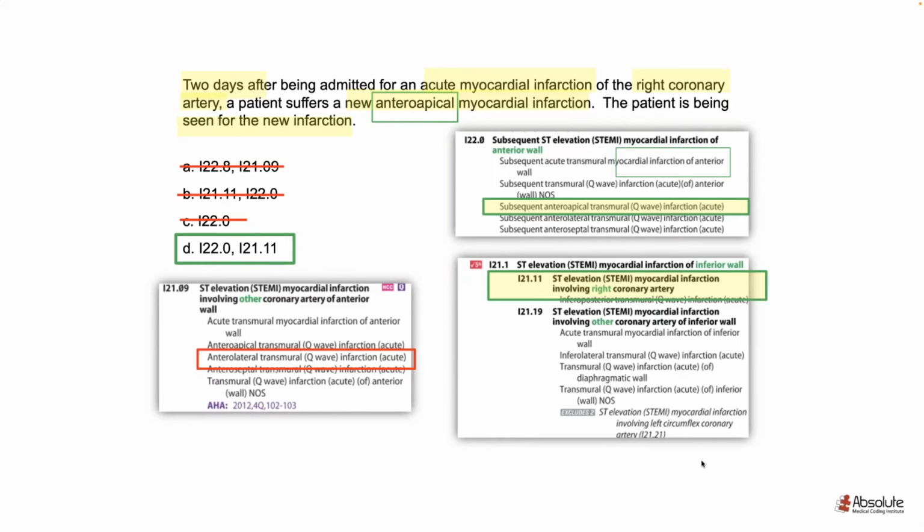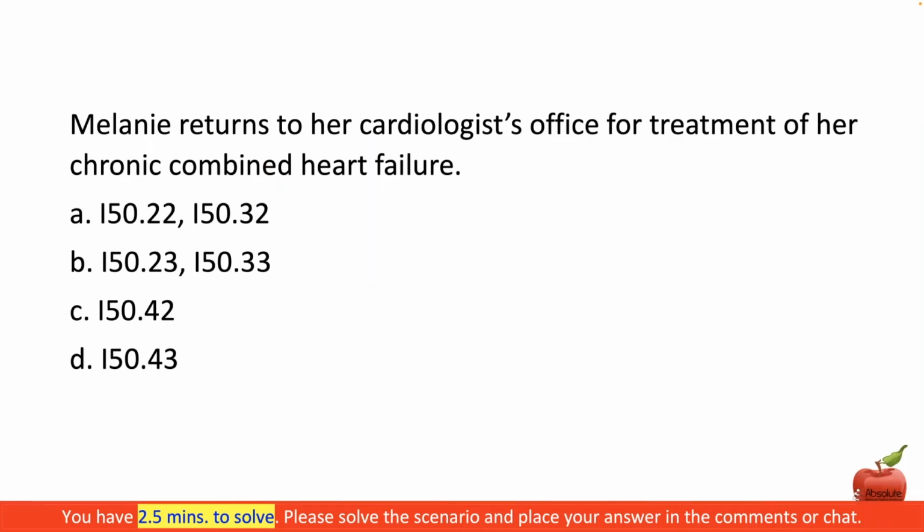All right, this is the last one involving acute myocardial infarctions. All right, well, not really. It's not an infarction. All right, so Melanie returns to her cardiologist's office for treatment of her chronic combined heart failure. So this is heart failure. A, I50.22, I50.32. B, I50.23, I50.33. C, I50.42, I50.43. All right, your time begins now.